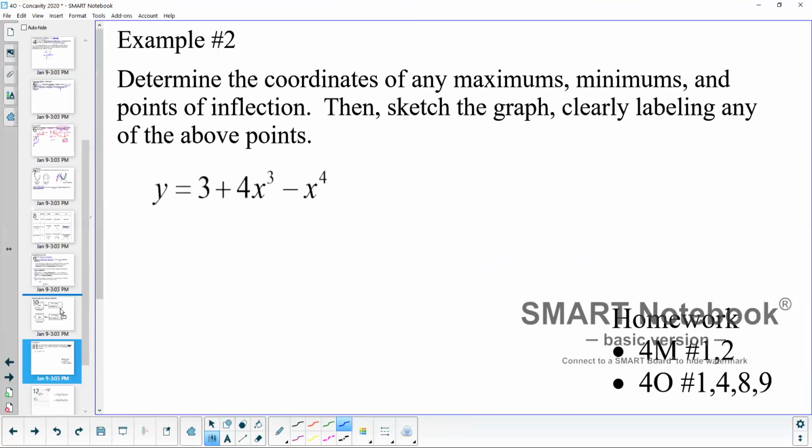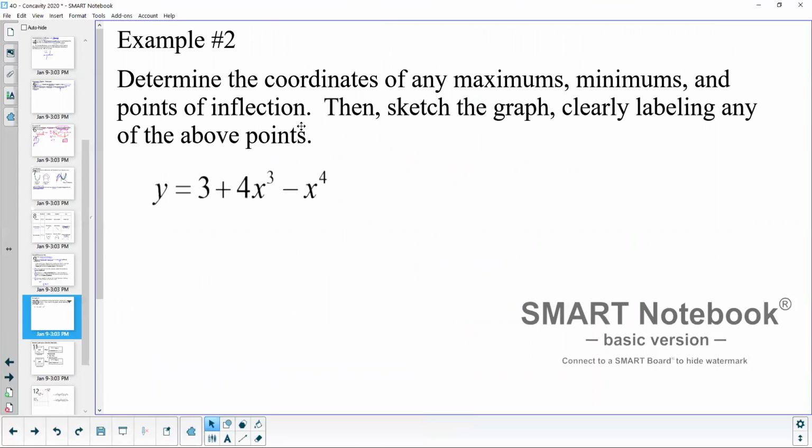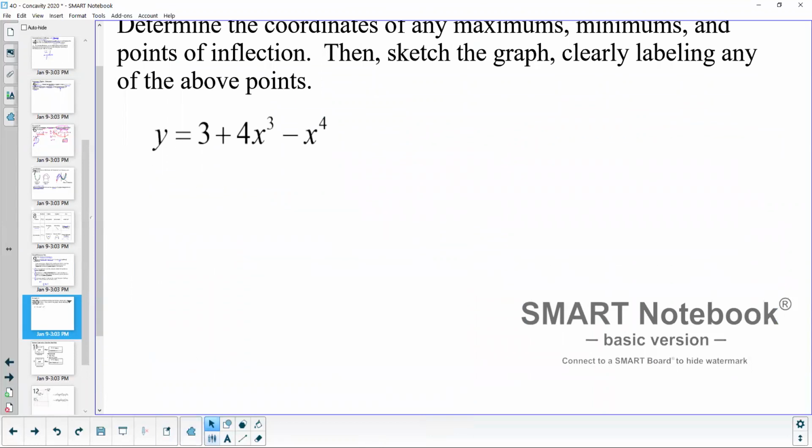And so let's look at an example here and find out what it actually looks like. And I've got the homework listed there, so we'll kick that to another slide. So example 2: determine the coordinates of any max, mins, or points of inflection, and then sketch it. And so we take our function here, which is an x to the fourth. Step 1 is we find the first derivative.